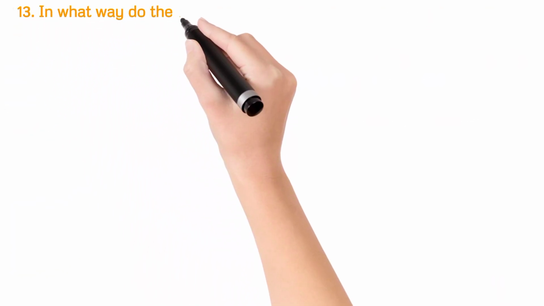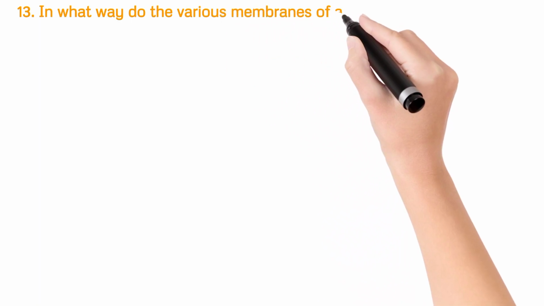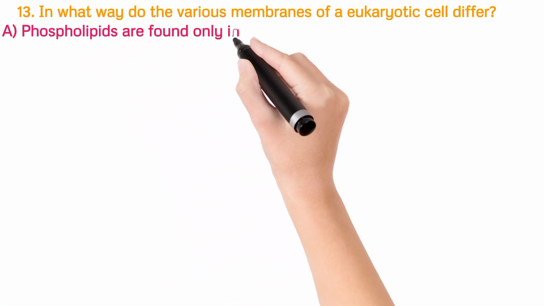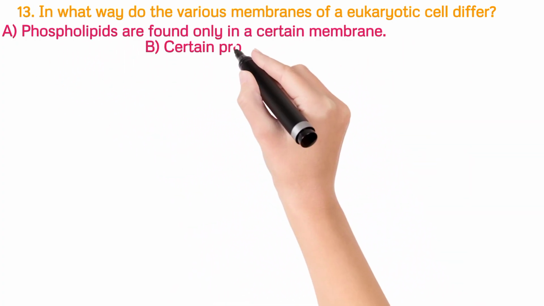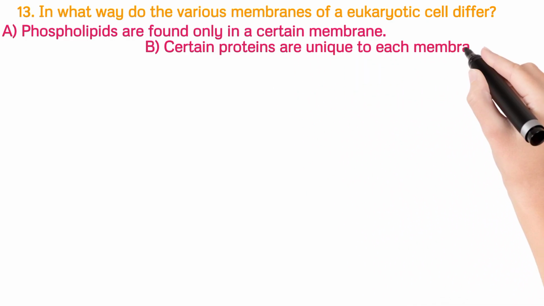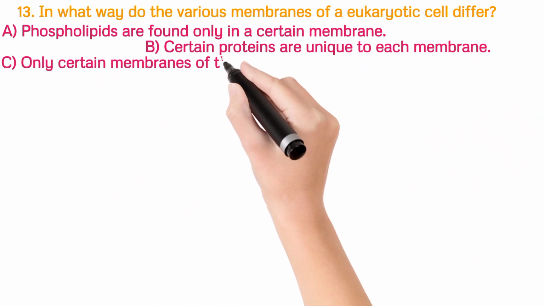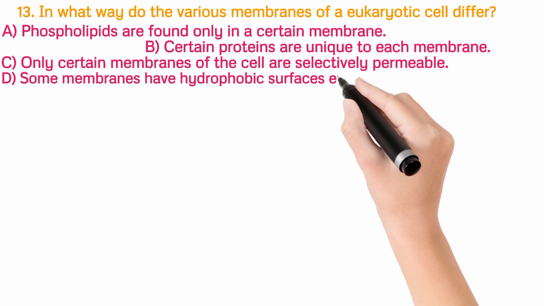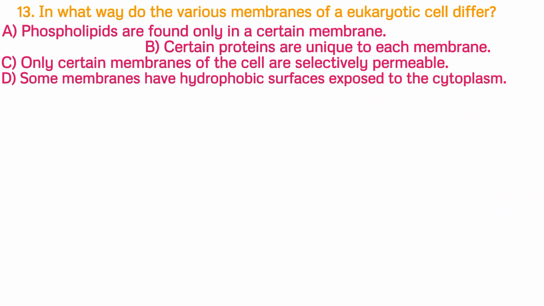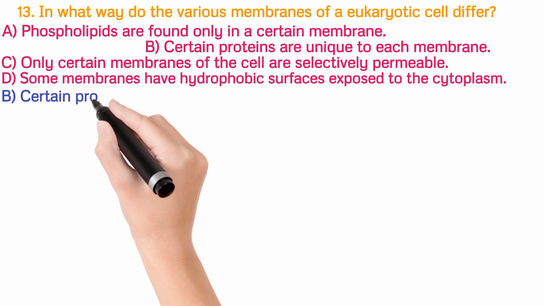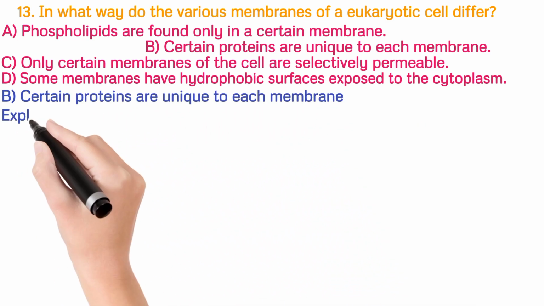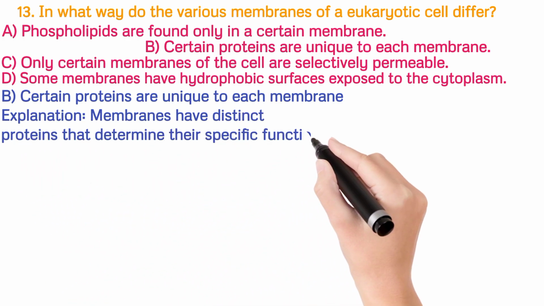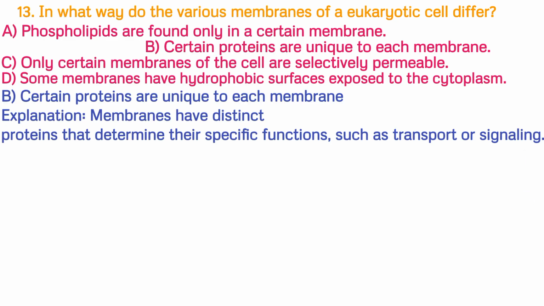13. In what way do the various membranes of a eukaryotic cell differ? A. Phospholipids are found only in a certain membrane. B. Certain proteins are unique to each membrane. C. Only certain membranes of the cell are selectively permeable. D. Some membranes have hydrophobic surfaces exposed to the cytoplasm. And the correct answer is B. Certain proteins are unique to each membrane. Explanation: membranes have distinct proteins that determine their specific functions, such as transport or signaling.